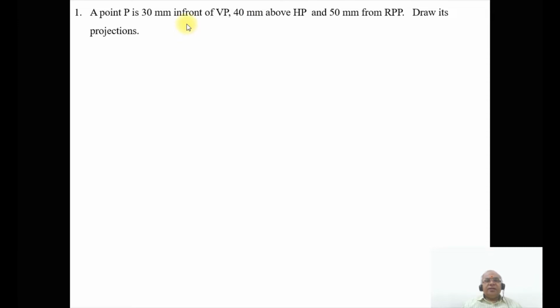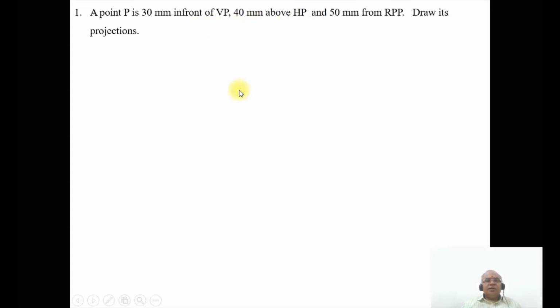The condition given is in front of VP and 40 mm above HP. So the condition given is in front of VP and above HP. Obviously the point has to be in the first quadrant. The first quadrant condition says it is above HP and in front of VP.